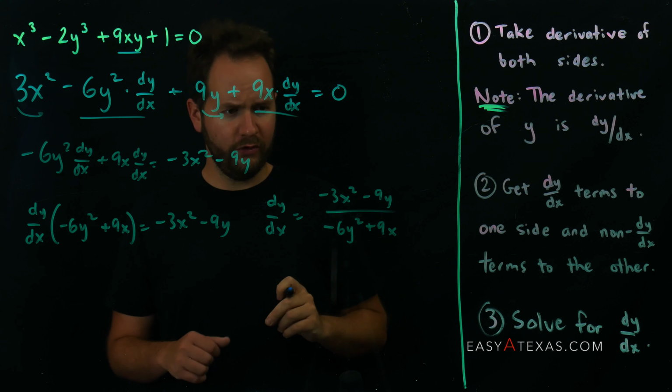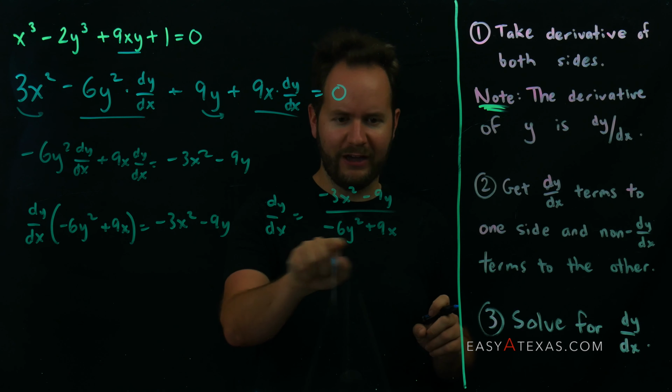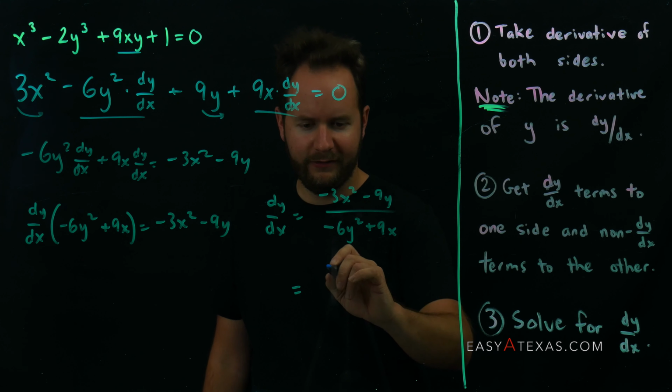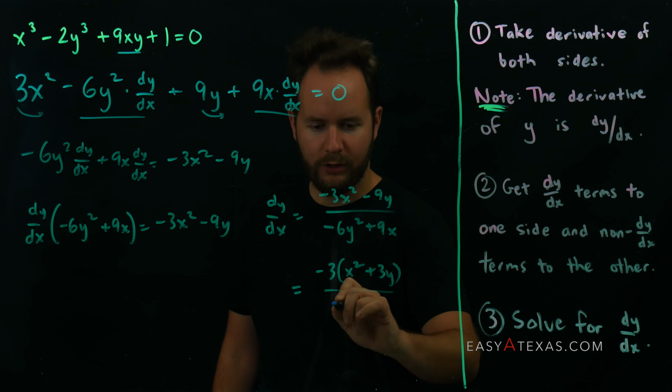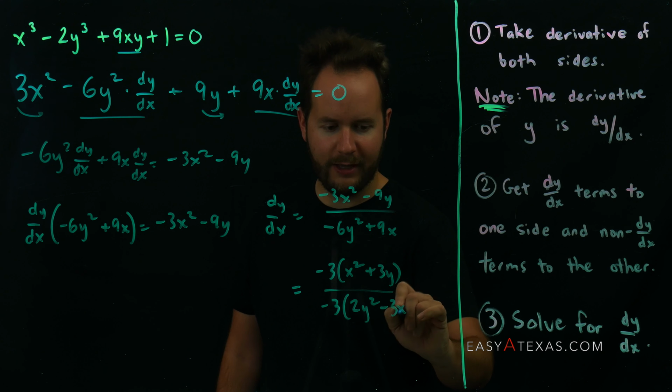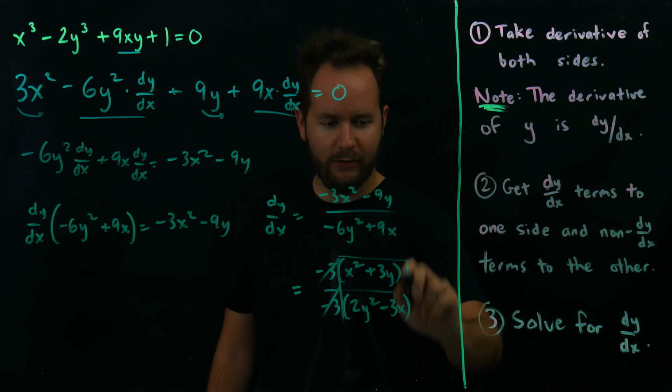You could do a few things to simplify this. I'm going to factor out a negative 3 from the top, and I'm going to factor a negative 3 out from the bottom. This is going to give me negative 3 times (x squared plus 3y) over negative 3 times (positive 2y squared minus 3x). Now that I factor that negative 3 out, I can cancel them, and this leaves me with my final answer.